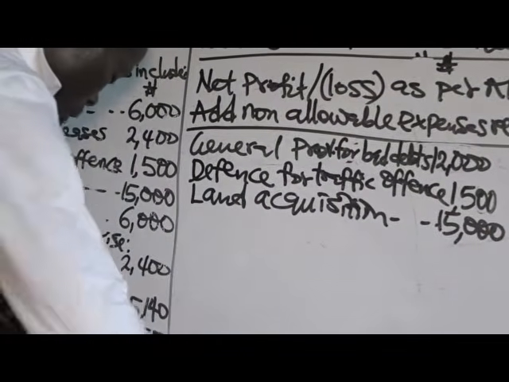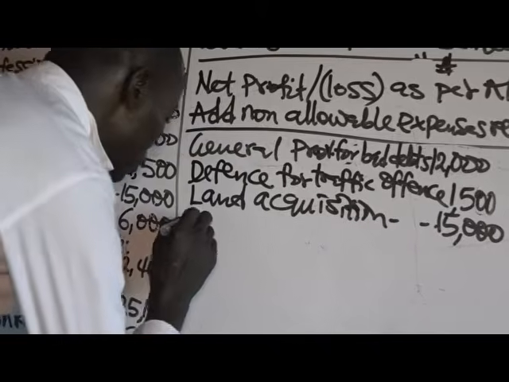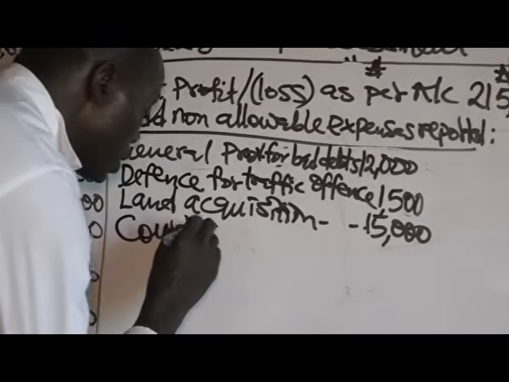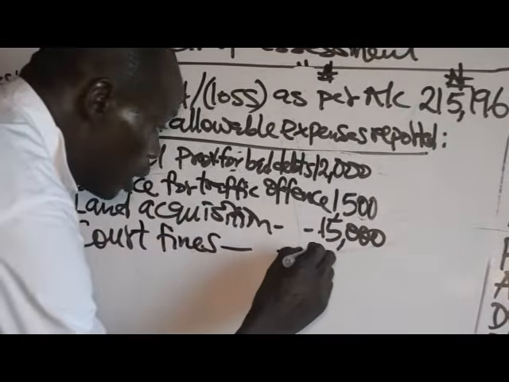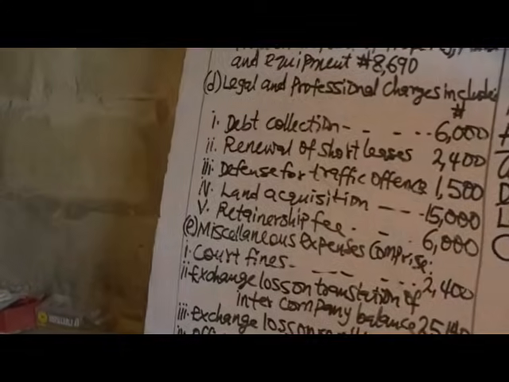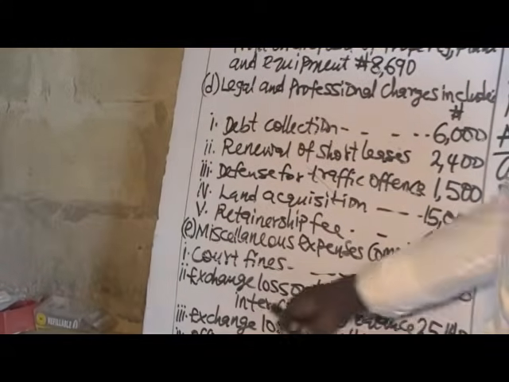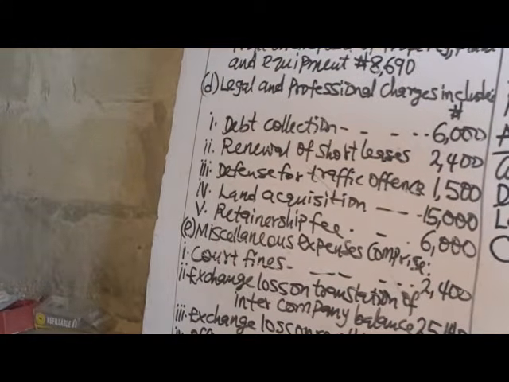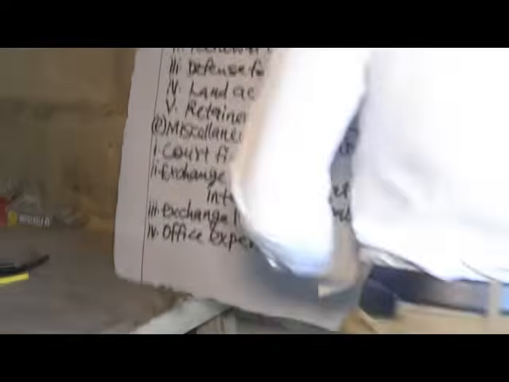Court fines of 2,400 is not allowable. Then we have exchange loss on translation of intercompany balance, 25,140. That is not allowable as well.